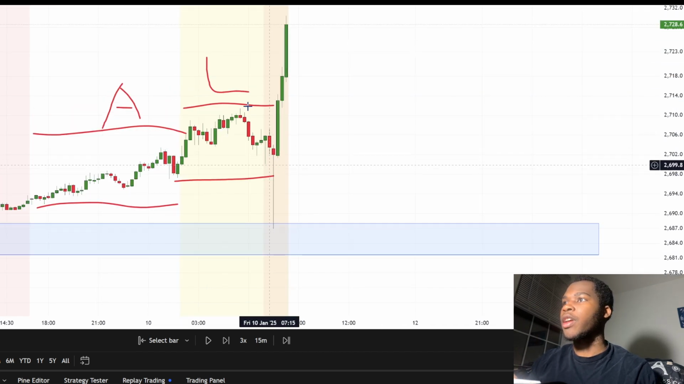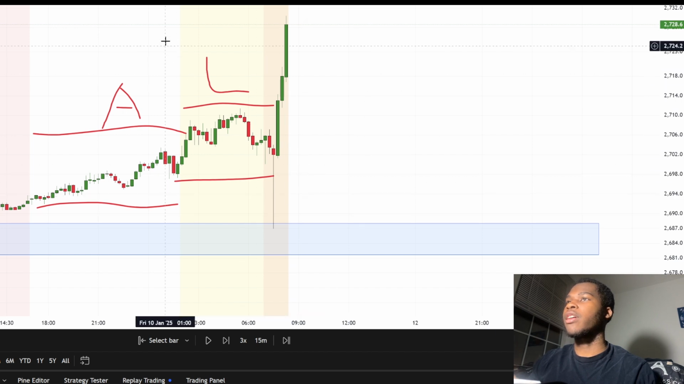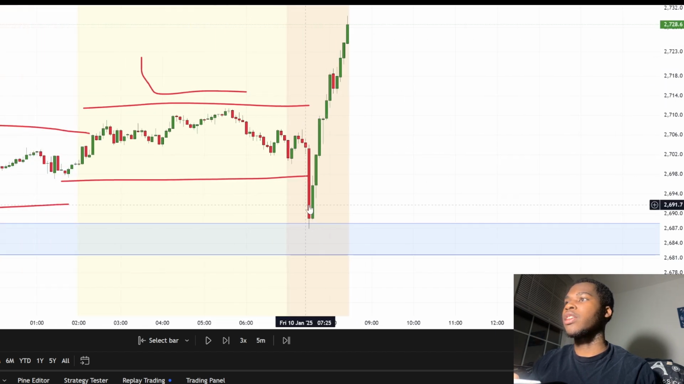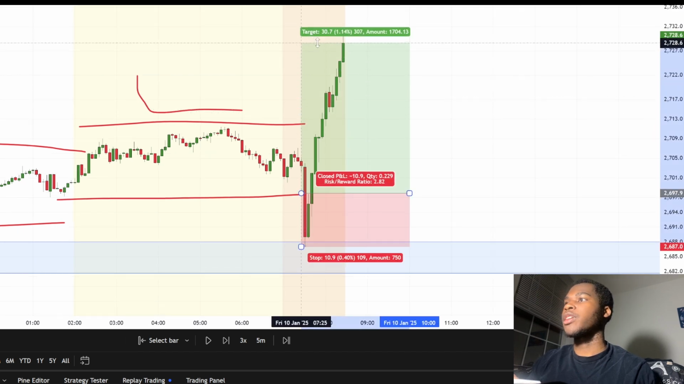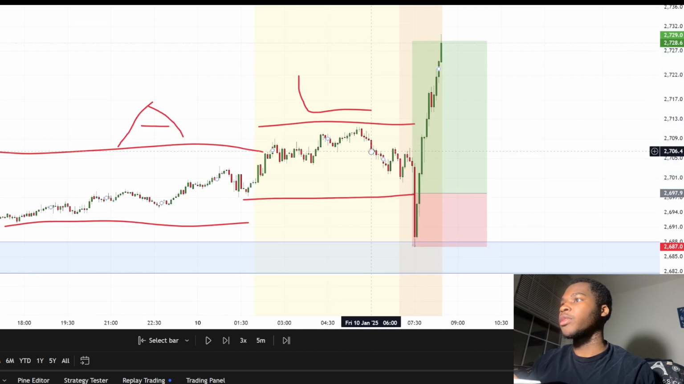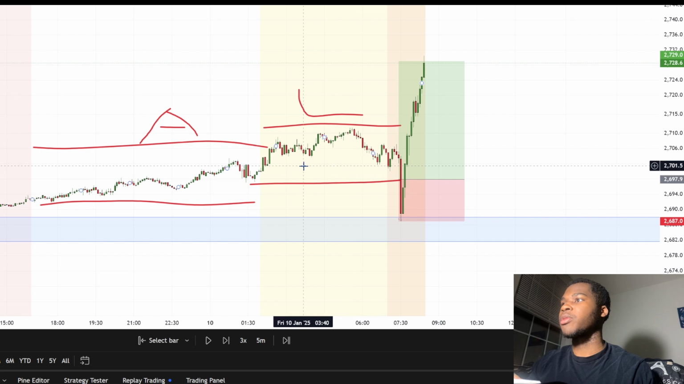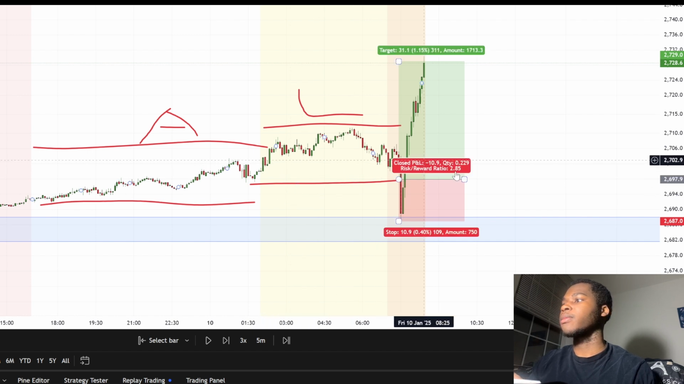On this specific day, I more so would have gotten in on the 5-minute. You can either get in on the 5-minute or the 15-minute. It all depends on what you like. 5-minute entry, aiming for higher, would have caught a whole 1 to 3 off this move. This is another example of my model playing out.